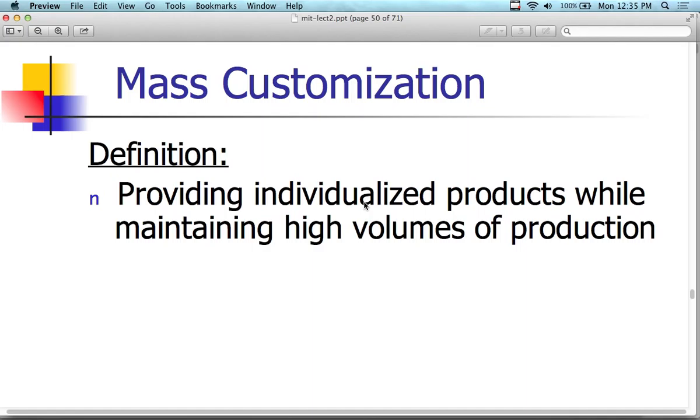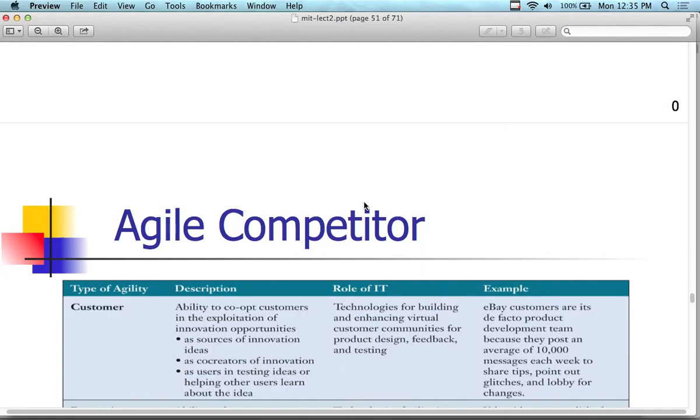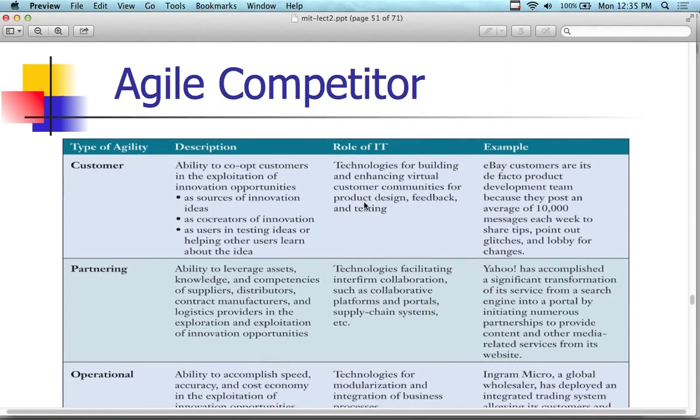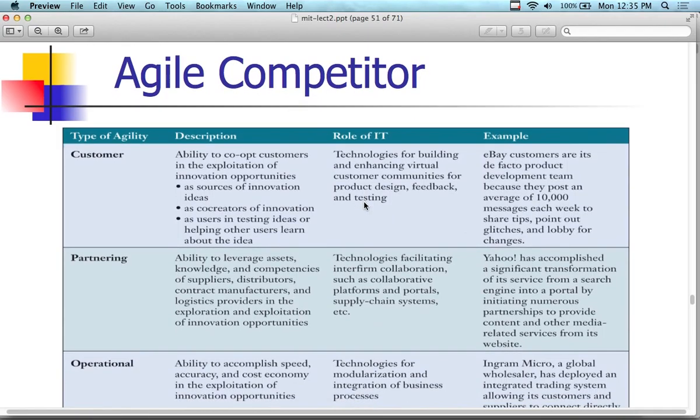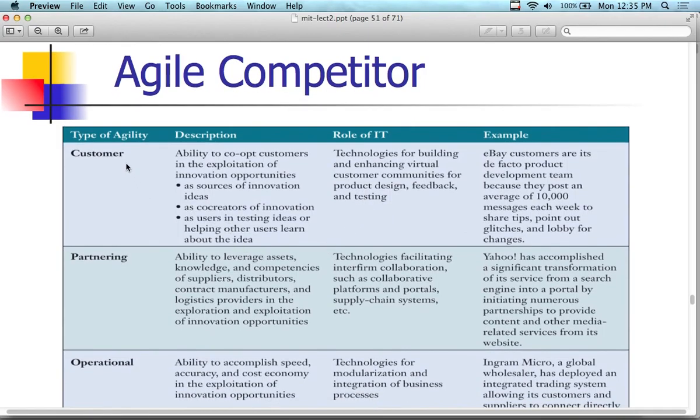So you're able to go into a company and provide all of the computer systems for the company, or go into a university and supply 5 different classrooms with 50 computers in a classroom or something. That's mass customization. And then each one of the classrooms might be a little bit different. And then agile competitors competing with customers. So types of agility might be with the customer base.